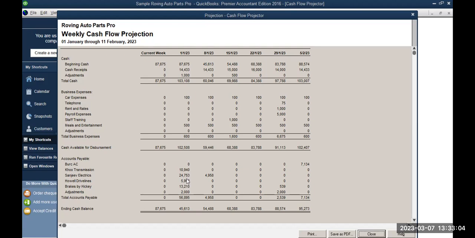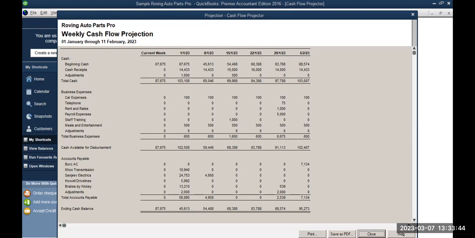more suppliers, or maybe I had a capital expenditure that I've been postponing, but now I have enough money to pay. So maybe I needed to pay something of maybe $20,000, but I didn't know when to make the payment. From this, it can show you, okay, you can actually absorb that capital expenditure. So once you're happy with this, you do what? You can save as a PDF, or you can print it, or you can email it to the people who are concerned. So that is the cash flow forecast.